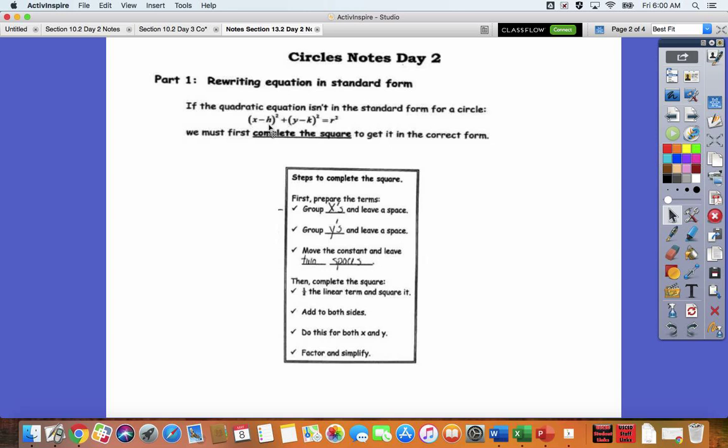Sometimes you're going to see an equation of a circle where the quantity of x minus h squared is expanded and the quantity of y minus k squared is expanded. What we have to do is undo that expanding and create these perfect square binomials. I've outlined a step-by-step process that we'll go through here. As I complete each problem, I'll be going through each step and explaining this process.